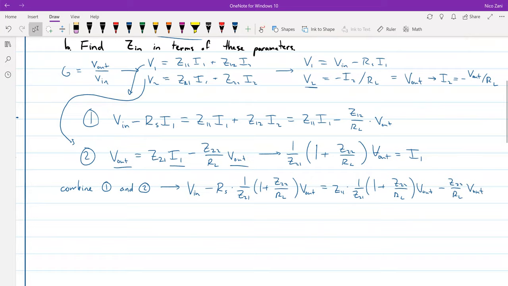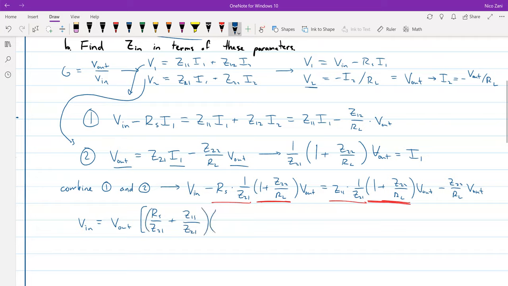Doing a little bit of grouping and dividing things out, we can get that V in is equal to V out multiplied by a very large expression, which is Rs over Z21. I'm gonna do a bit of quick math right here. Because these two are the same, we can actually just write this as the following. Essentially factoring out a 1 plus Z22 over RL from both of those, and then subtract off this right here. And so that means that the gain, which is V out over V in, is equal to this whole expression, which I will not write again, but to the negative one.